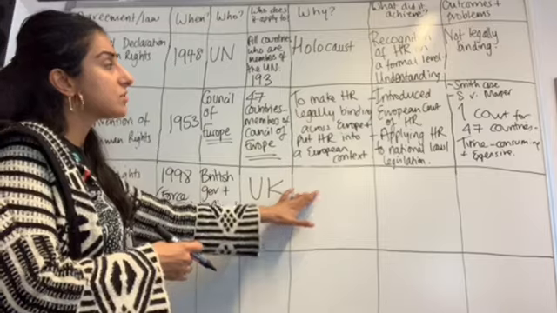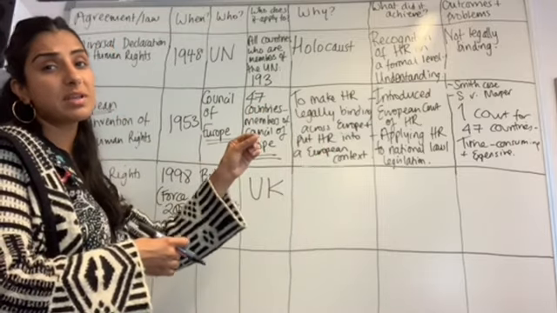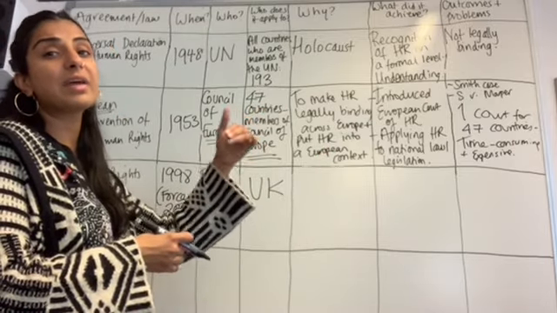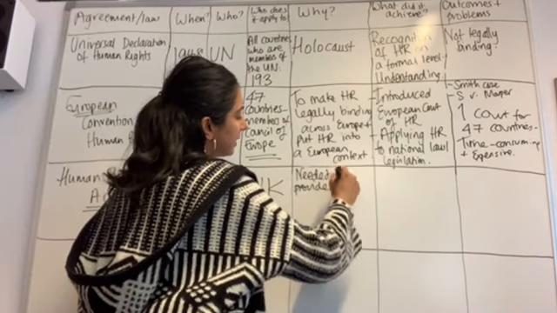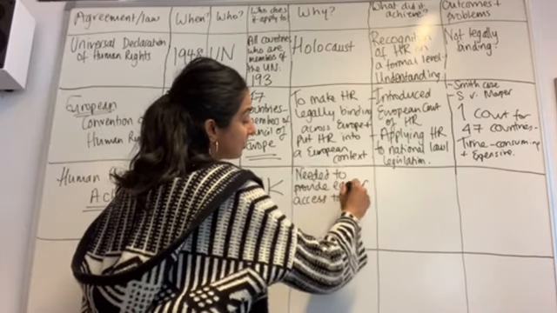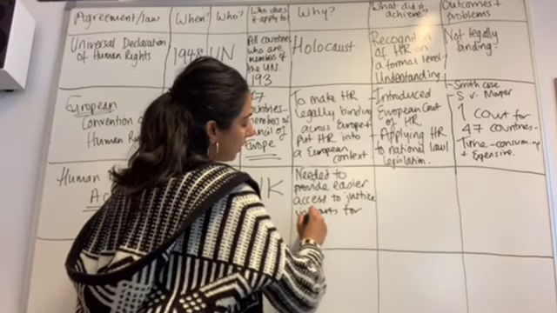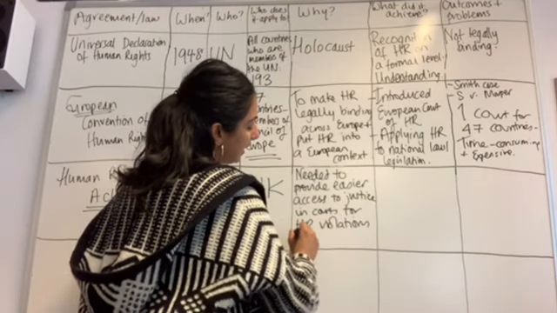Why was it introduced? It was introduced because there was one court for 47 different countries and the UK felt that they had to find a solution to this issue. They needed to provide easier access to justice in courts for human rights violations in the UK.